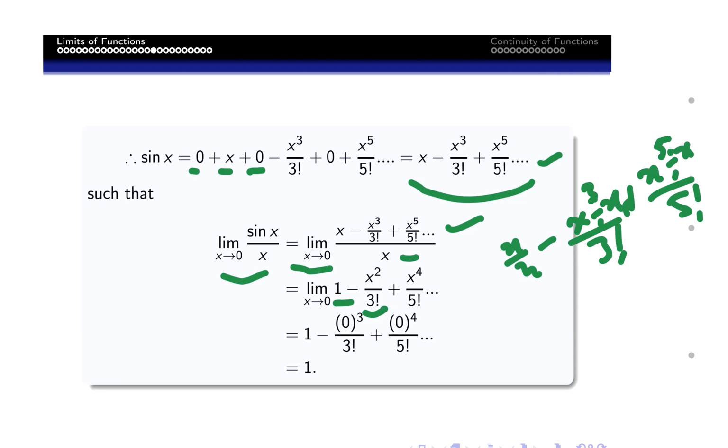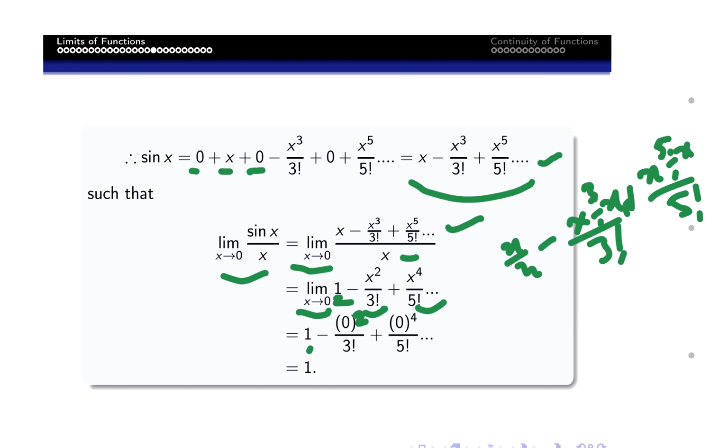And then here you still have the limit as x tends to 0, so you cannot put the 0 yet. So you have 1 minus, this is 0 squared, this is actually 0 squared, not 0 cubed, so this is 0 squared divided by 3 factorial. This is 0 raised to power 4 over 5 factorial. So all this will just go to 0, and you have 1.